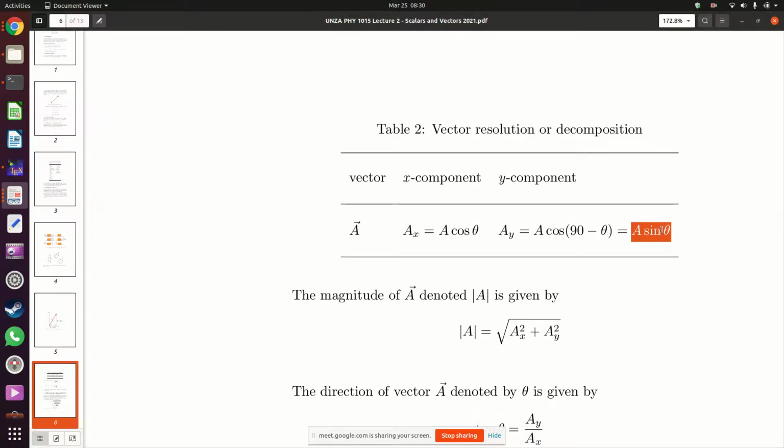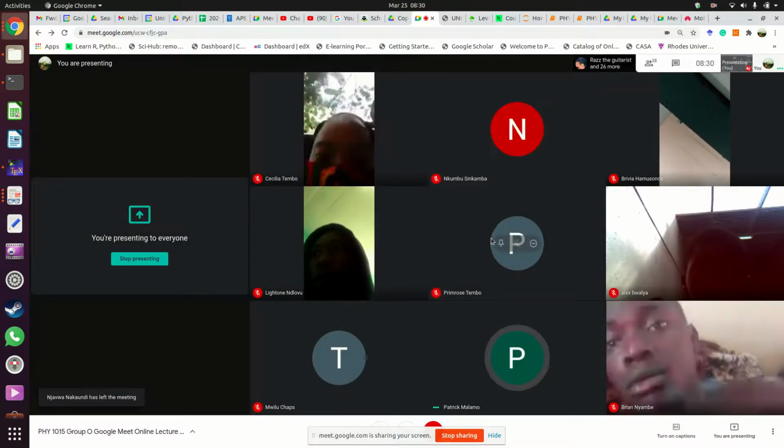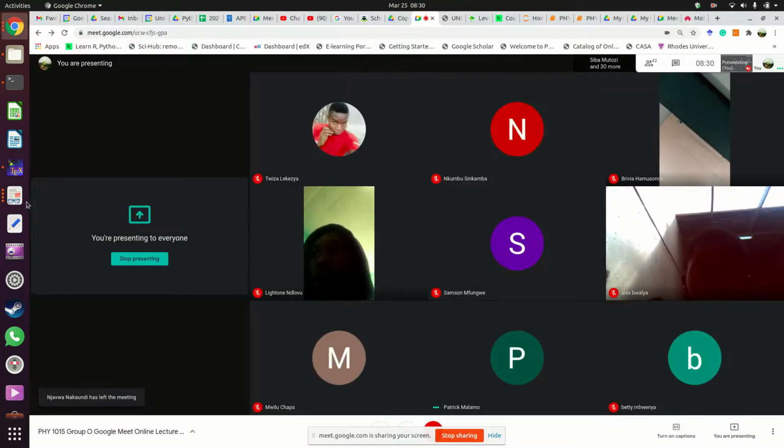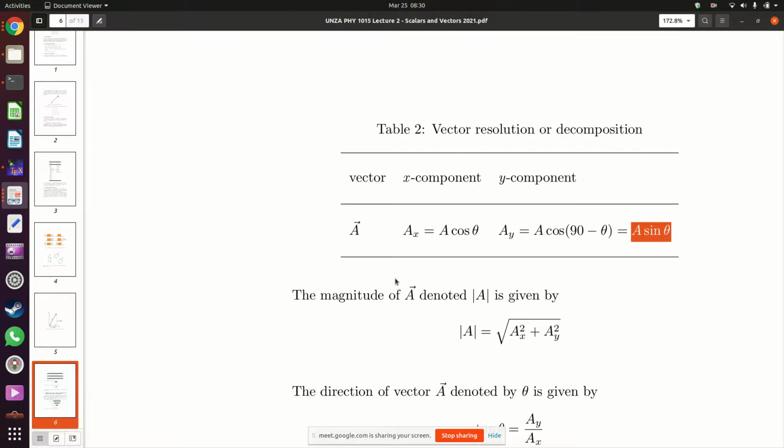Is that clear? This is how we expect you to find how much a vector is along the x-axis and how much a vector is along the y-axis. Any questions about how to get the components AX and AY? So AX is A cos theta, AY is A sin theta.